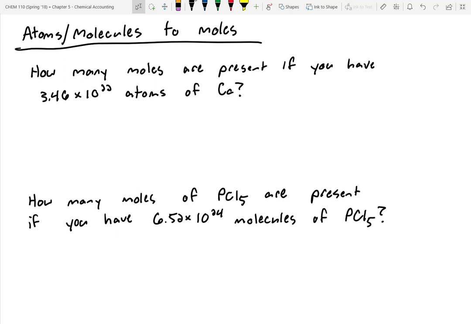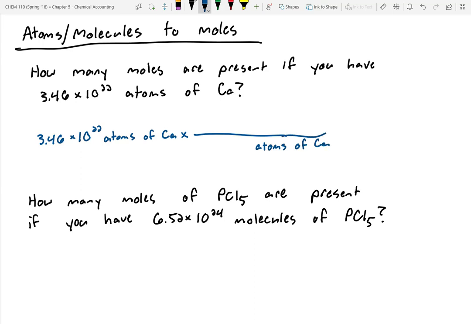Let's try doing these as a class. So we'll start with the first one. And in the first one, it says that we have 3.46 times 10 to the 22 atoms of calcium. We want to get rid of atoms of calcium. So I'm going to put that on the bottom so that it cancels. And our goal is to get to moles. So I'm going to put moles of calcium on the top.